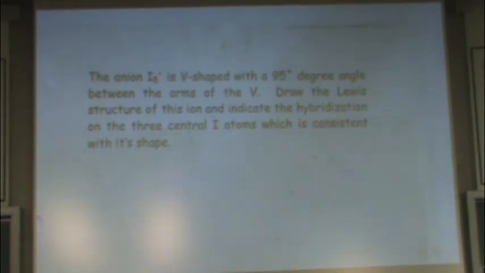And we'll do the same thing for this one. Sigma, pi, hybridization, whatever. This one gives you a structure I5 minus, but it tells you the shape looks like a V. So if you draw the structure and it ultimately does not look like a V, you have the wrong answer. Okay? So let's try this.